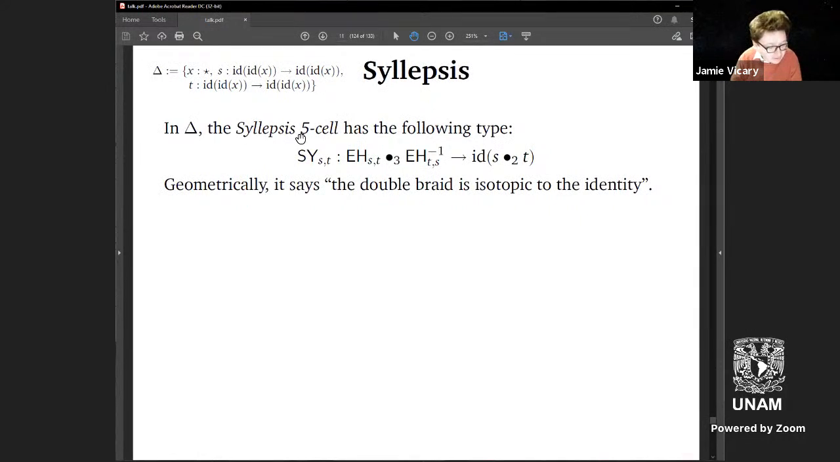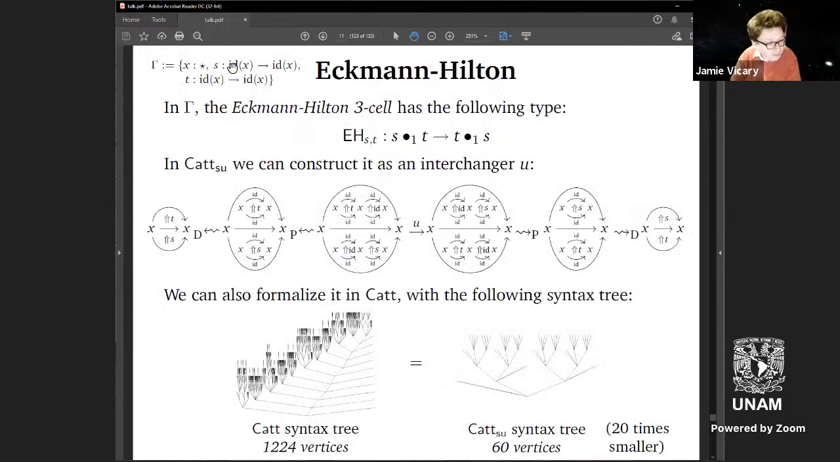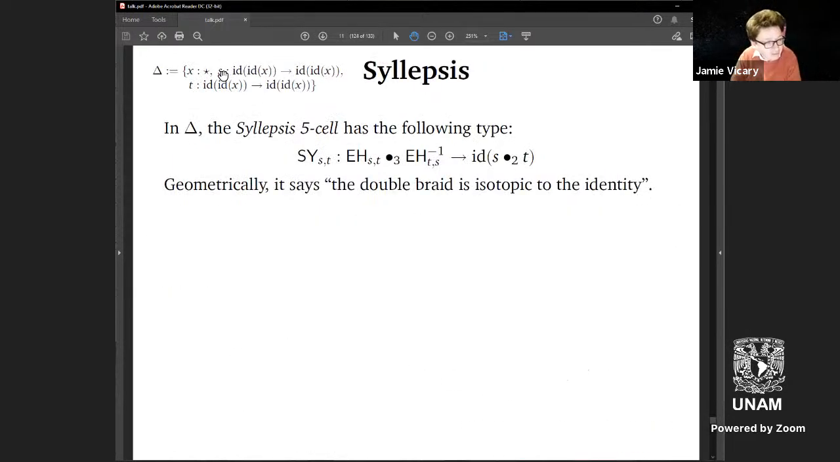So this is the solipsis. The solipsis is a 5-cell. It's in this slightly more complicated context. X is an object. S is a 3-cell from the identity on X to the identity on the identity on X, right? So everything's got one level more complicated. Here S went from an identity to an identity. Here S goes from a double identity to a double identity. What we find here is if we do the Eckmann-Hilton braid, so we braid S around T, and then we braid S around T again.